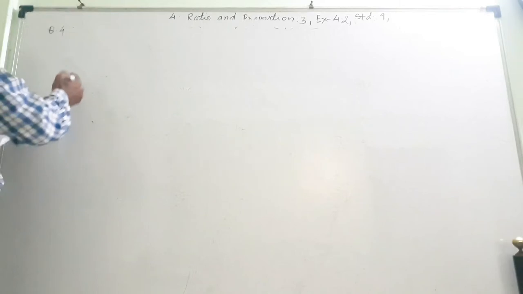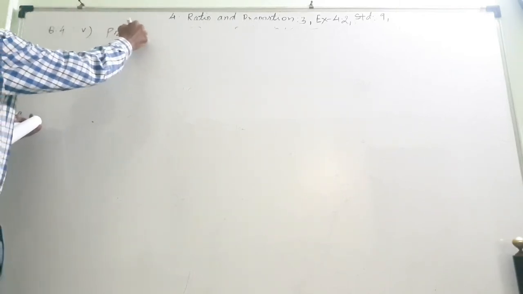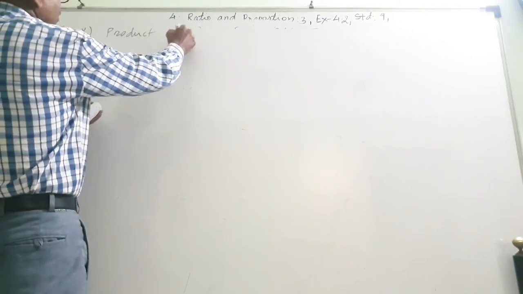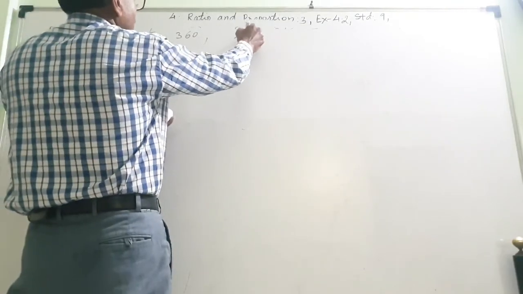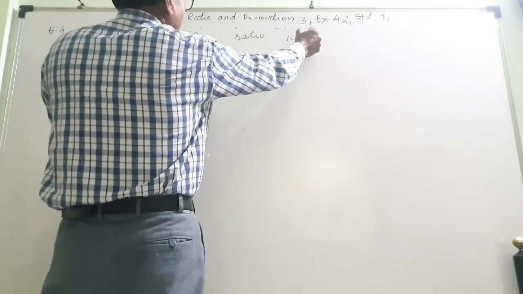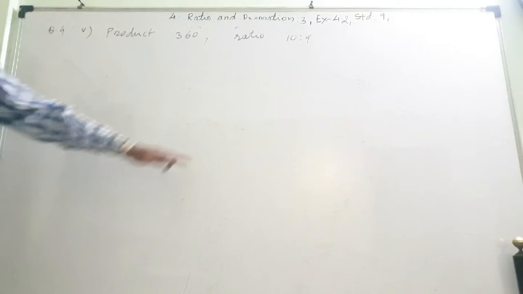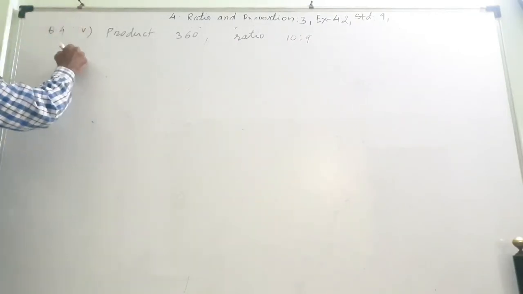Product of two numbers is 360 and the ratio is 10:9. Fifth one. Product 360, ratio 10 is to 9. Find the numbers. From this I can write 10x and 9x. Solution.